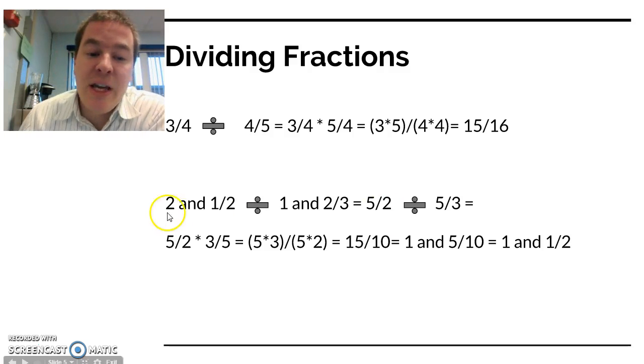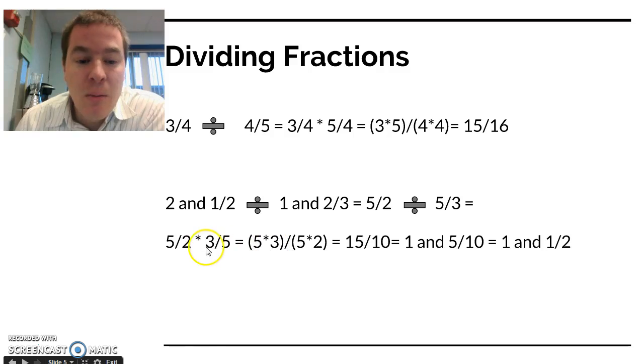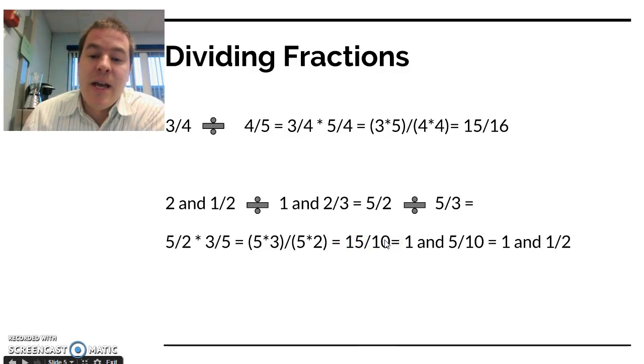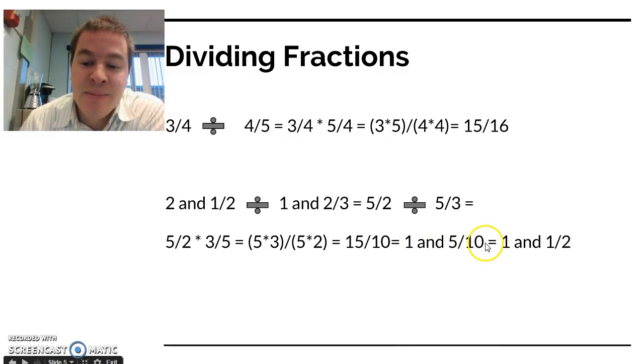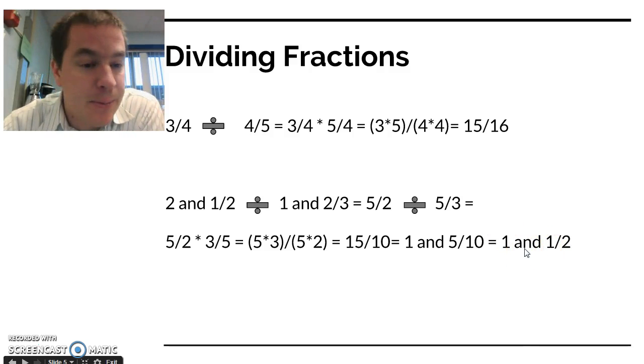Okay, so we're going to keep 5 over 2. We're going to change the division symbol to multiplication, and then we're going to flip 5 over 3 to be 3 over 5. And then we multiply the numerators, 5 times 3, and multiply the denominators, 2 times 5. So we get 15 over 10. All right, 10 goes into 15 one time, leaving us with a remainder of 5 over 10. 5 goes into 10 two times, so 1 1/2 is our answer. 1 1/2 is our answer.